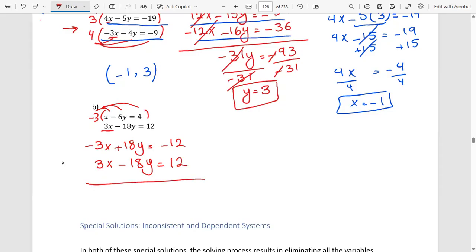Then when I add these two and combine like terms, 3x minus 3x gives me 0. Combining the y terms, 18y minus 18y again gives me a 0. On the other side, 12 minus 12 is also 0. I decided to eliminate the x, but actually both the x and y are eliminated. There is no more x and y in this equation. That means I only have two options: no solution or infinitely many solutions. Since I have a true statement here, and I know that 0 is always equal to 0, that means I have infinitely many solutions.